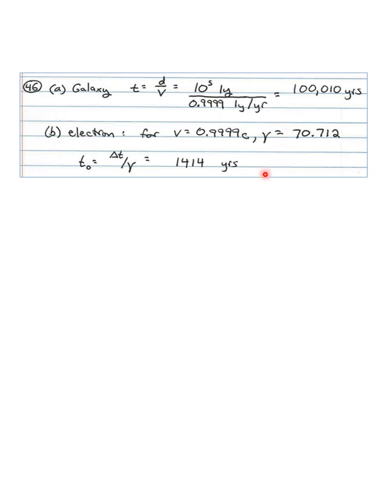For the electron going at that speed, there's a gamma correction factor of 70.712. So we're going to solve for proper time just as we did in problem number 45. And we get that the 100,010 years have been shortened by the gamma correction factor to only 1,414 years.